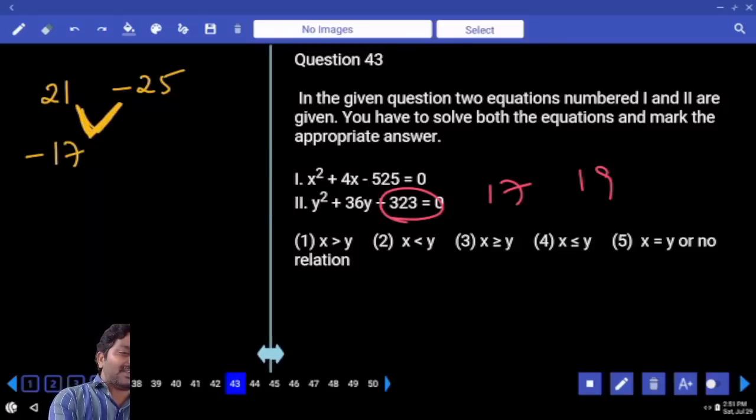Why do we need the second one? Minus 17 lies in between those two numbers, right? Whenever you see an in-between condition, the answer has no relation. The second one is not needed.